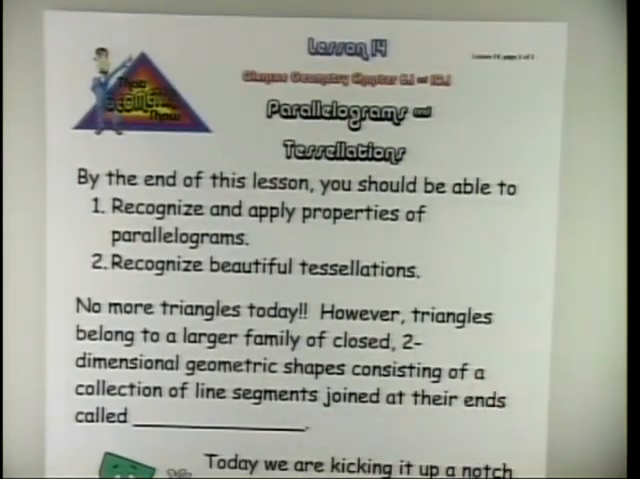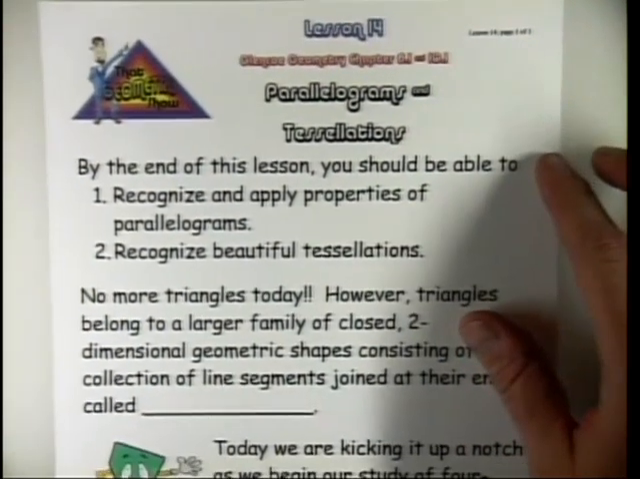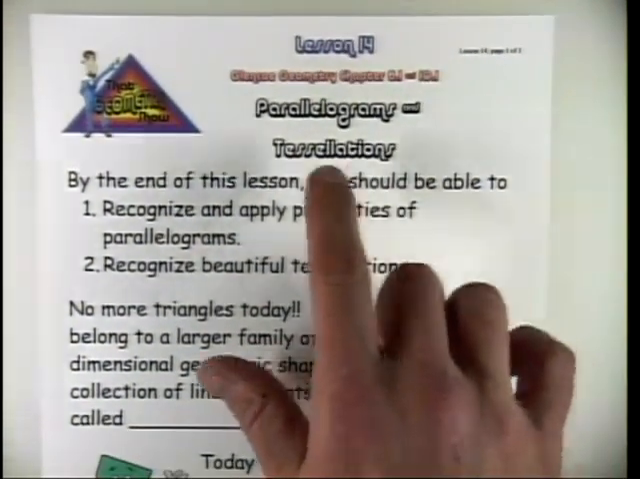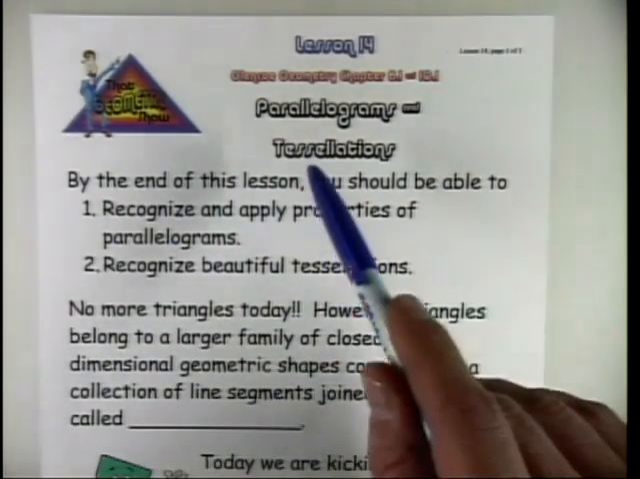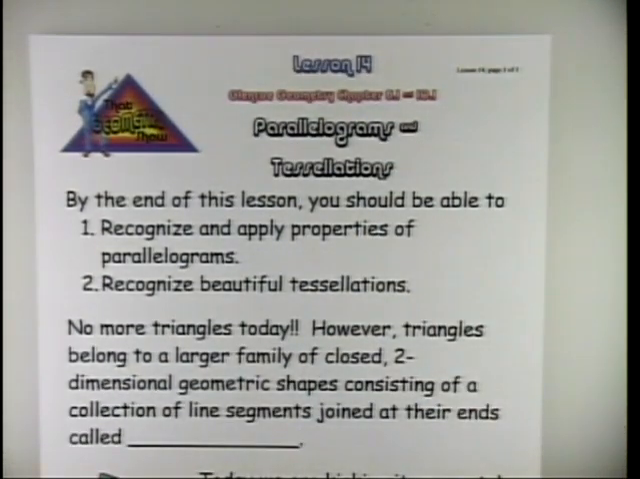Lesson 14, as promised here. It's going to correspond with your Glencoe Geometry Chapter 6.1, and we're jumping all the way to 10.1, which is going to be dealing with a very special application called tessellations. Parallelograms and tessellations. So here we go.